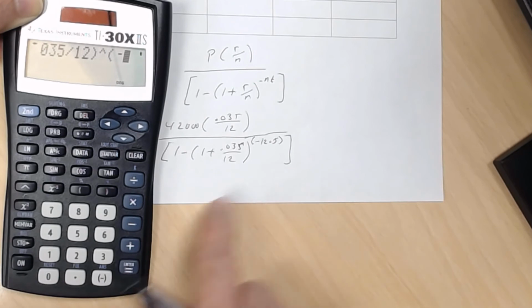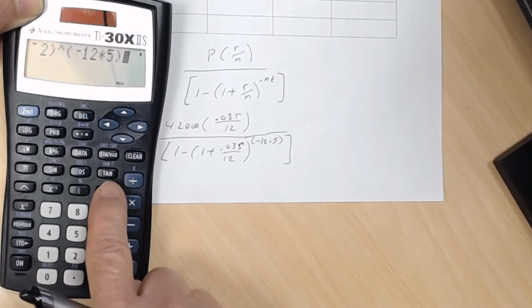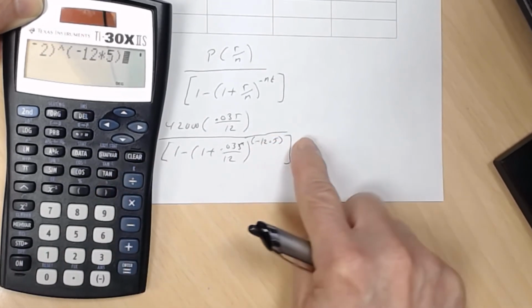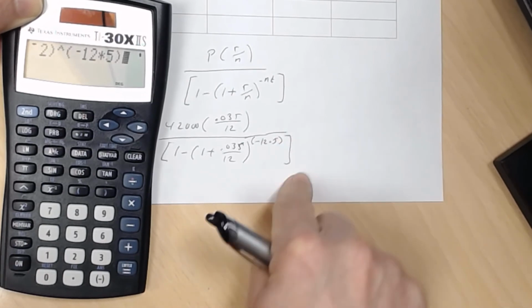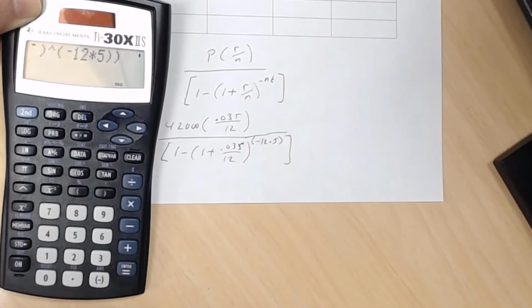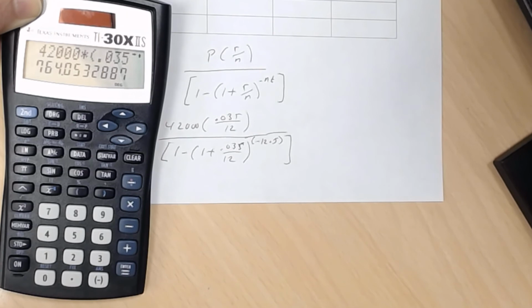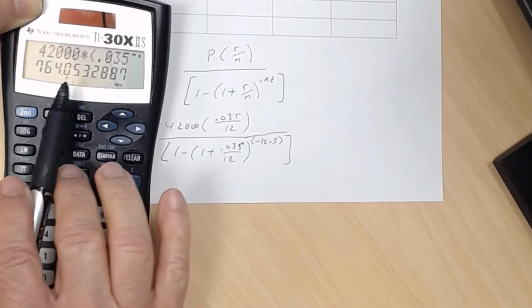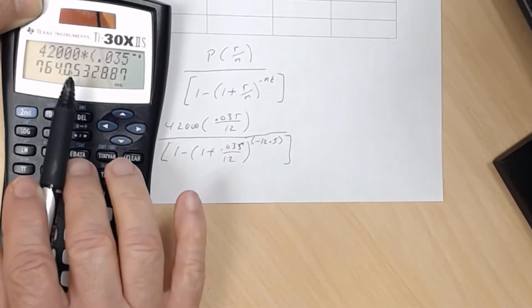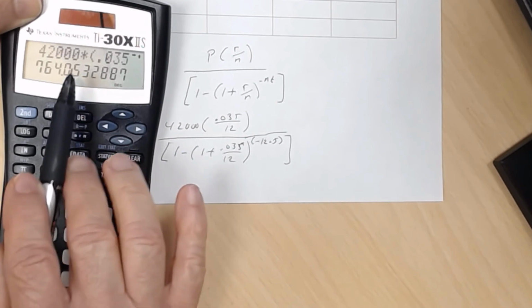Parentheses, negative 12 times 5, close the parentheses, so you're closing the exponent. Now you've got to close this bracket. So parentheses again, press equal, and there's your monthly payment. Okay, so let's use the nearest cent, which is the hundredths place.